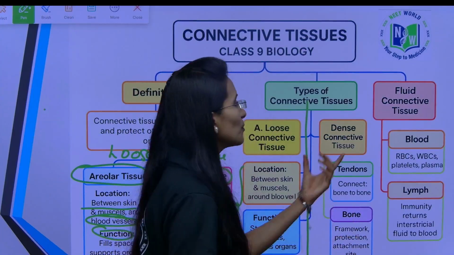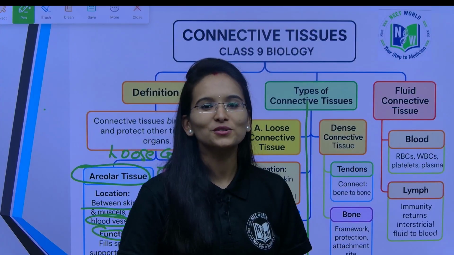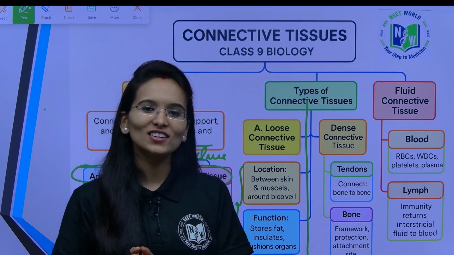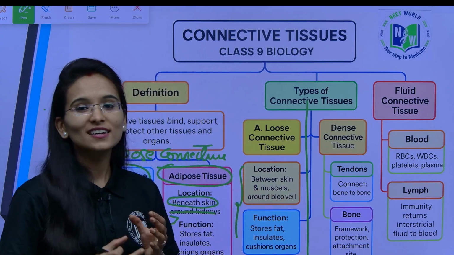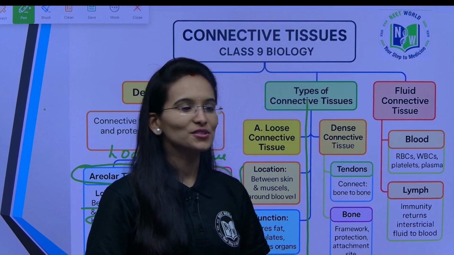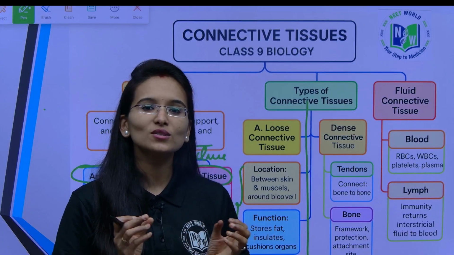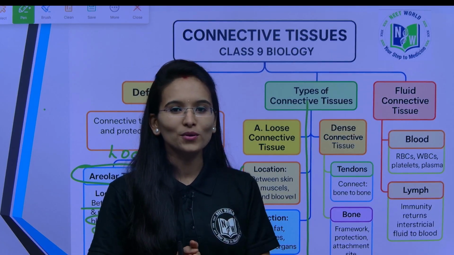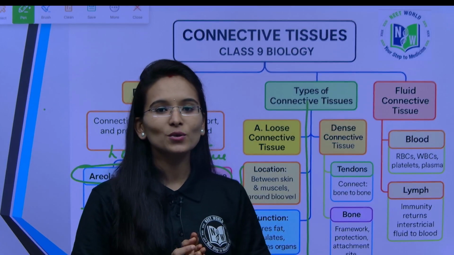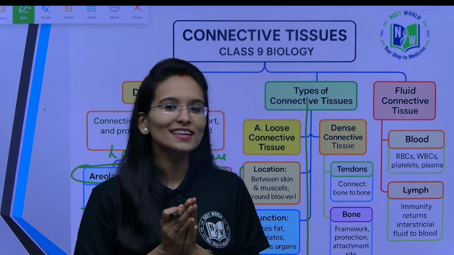And then next coming towards the two more important tissues, that is dense connective tissue and fluid connective tissue. In the dense connective tissue, we are going to learn about tendons, ligaments, cartilage, and bone. The bone is a rigid connective tissue, even though we learn about it in the dense connective tissue. Tendons connect the muscles with the bones. And next, the ligament connects bone to bone. The connection between one bone and another bone is called the ligament.